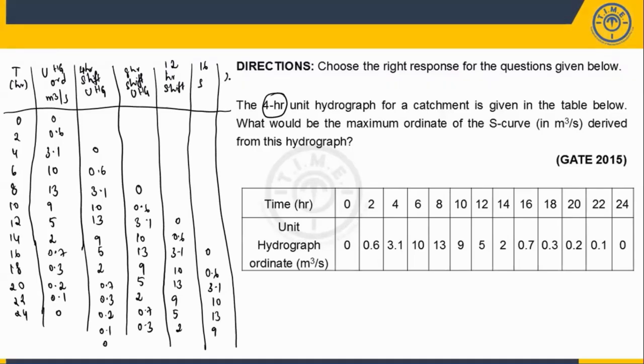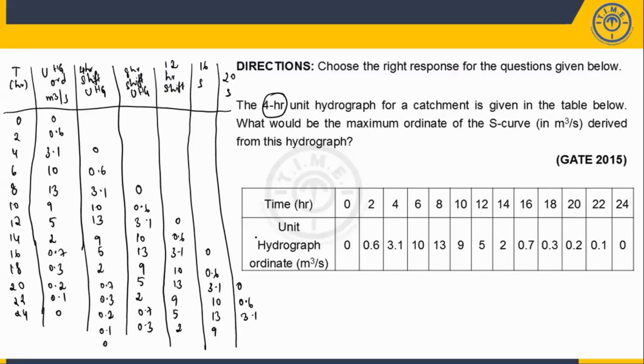Next shift, 20 hour shift. From where will we be starting now? 0, 0.6, 3.1. Let's stop it. Now we have done all the shiftings.